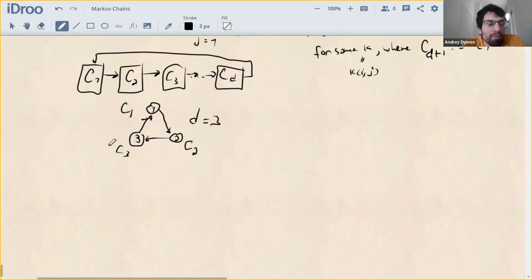And you see, you have indeed some periodic structure in these chains with period more than 1. So indeed, the word periodic is a good word to describe these chains. So in particular, corollary.